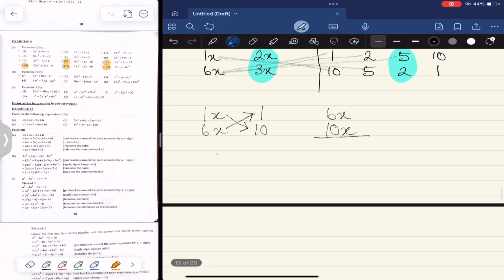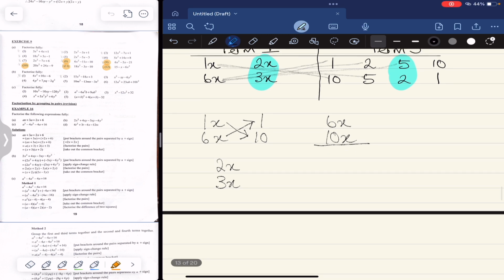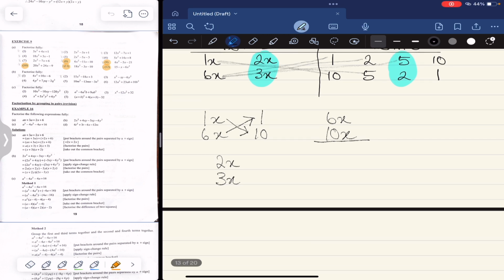So I've got 2x, I've got 3x. I apologize for the noise in the background. If you can hear, there's some learners in the background outside where I am, but I'm sure you can hear me just fine though.